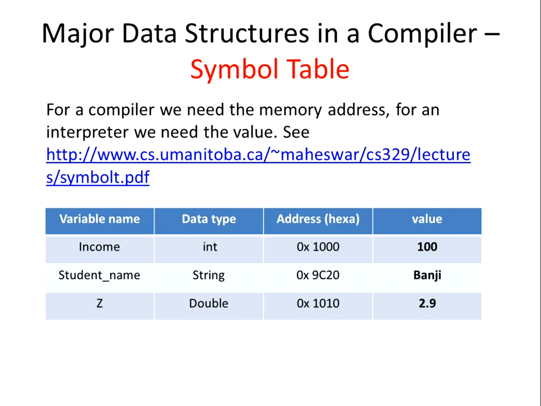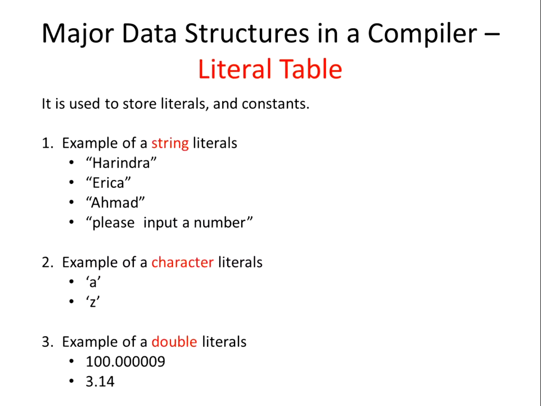So this is an example of a symbol table. We have three different variables. The first variable is income. Its data type is integer. The address is 1000. Value is 100. The second variable is student name. Its data type is string. Address is 9C20. Value is Bungie. The third variable is z. Data type is double. Its address is 1010. Its value is 2.9.